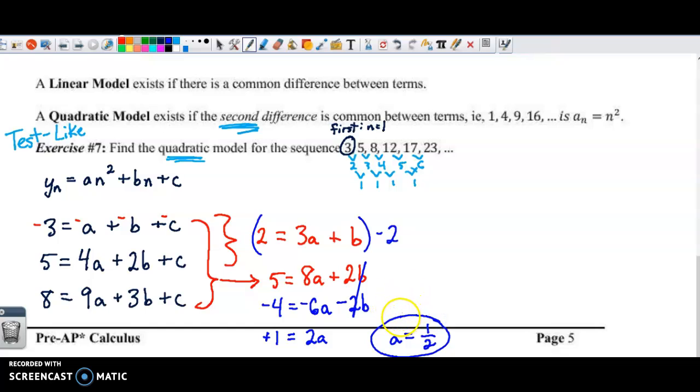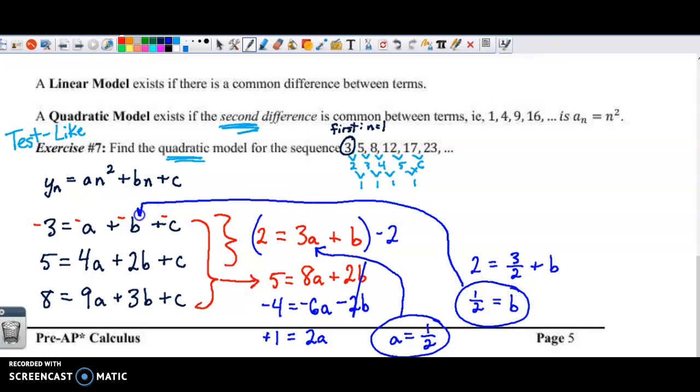So once you have your a equals 1/2, you can go up here and solve the equation now. So 3/2 plus b, and when you subtract 3/2 over, you get b equals 1/2 as well. And now I would probably just go to this top equation, plugging in b here. I need a 1/2 and a 1/2. So I would have 3 is equal to 1/2 plus 1/2 plus c. So then c must be equal to 2. 1/2 plus 1/2 is 1, subtracted over.